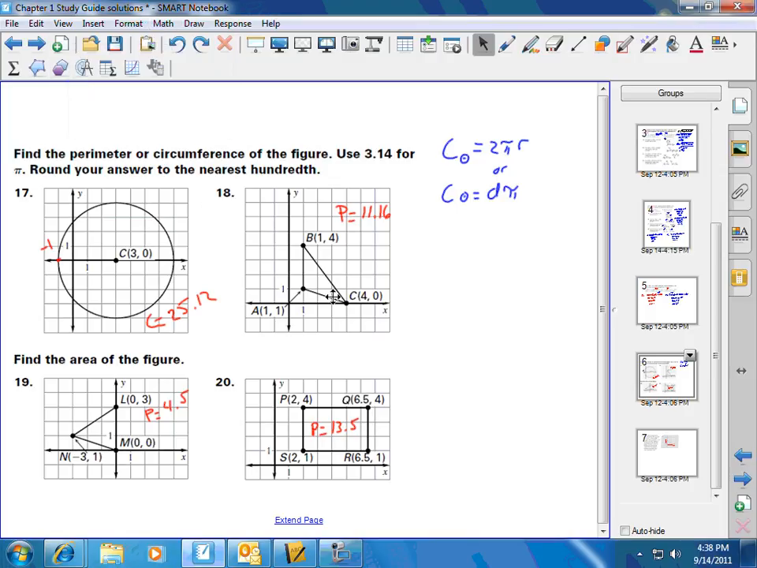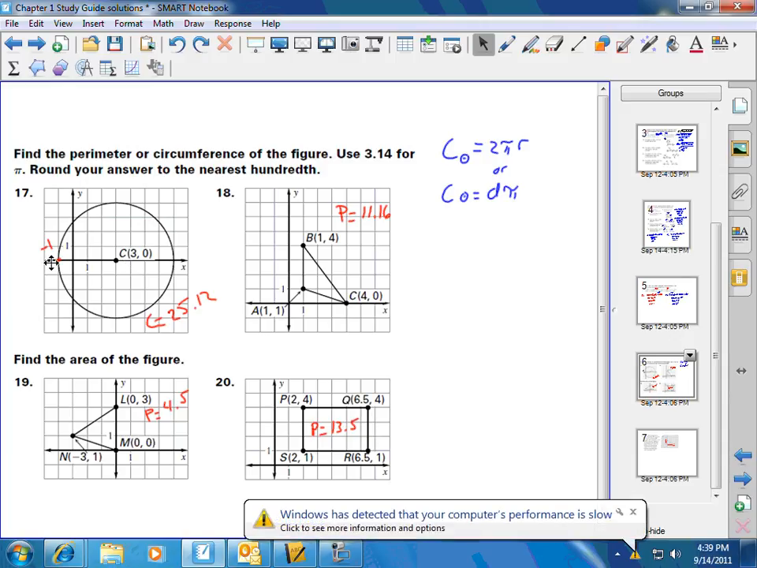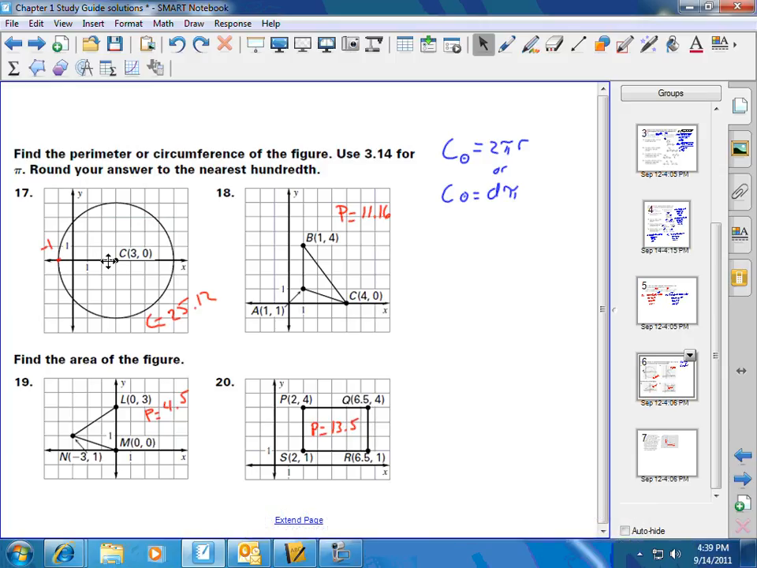Okay, looking at 17 through 21 now. I'm not going to take the time to work out all of these, but I'll highlight a few things. First of all, number 17, we're looking for the circumference of a circle with a radius of 1, 2, 3, 4 units long. But also remember when you're trying to find the distance between points on a horizontal line, you just subtract your x coordinates. It's the absolute value of the difference of the x coordinates. So 3 minus negative 1 gives me 4, or negative 1 minus 3 gives me negative 4, but the absolute value of that is 4. So the radius here is 4 units long.